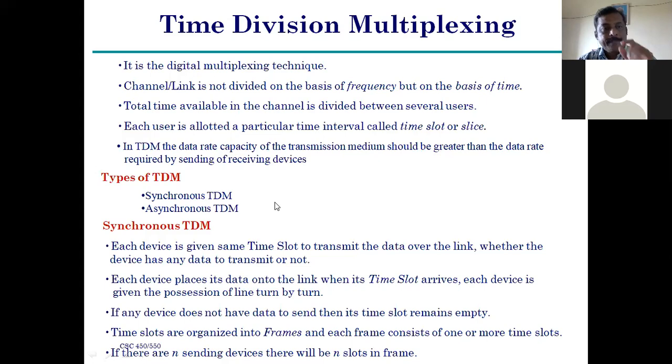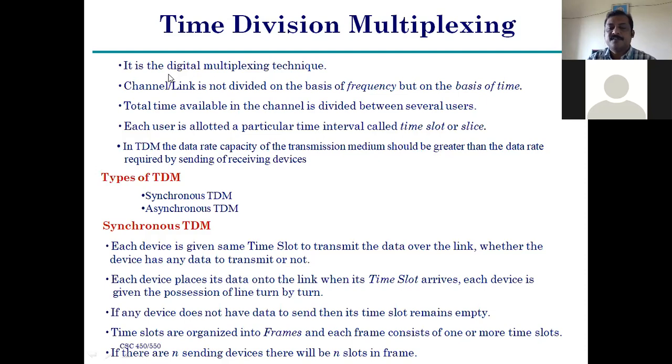Here, in time division multiplexing, there is a time slot. A large volume of time slot is available. That time slot can be divided into a number of individual slices or slots. It is the digital multiplexing technique, right? Why? Because frequency division multiplexing and wavelength division multiplexing are both analog multiplexing, and time division multiplexing is, for example, digital multiplexing.